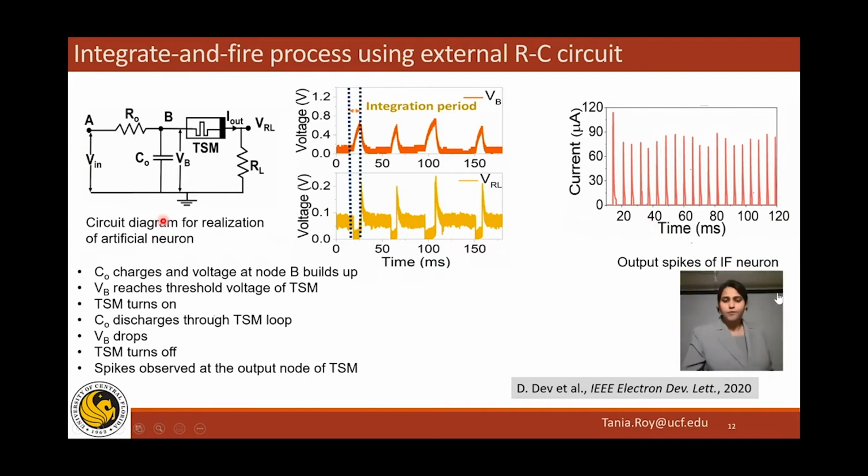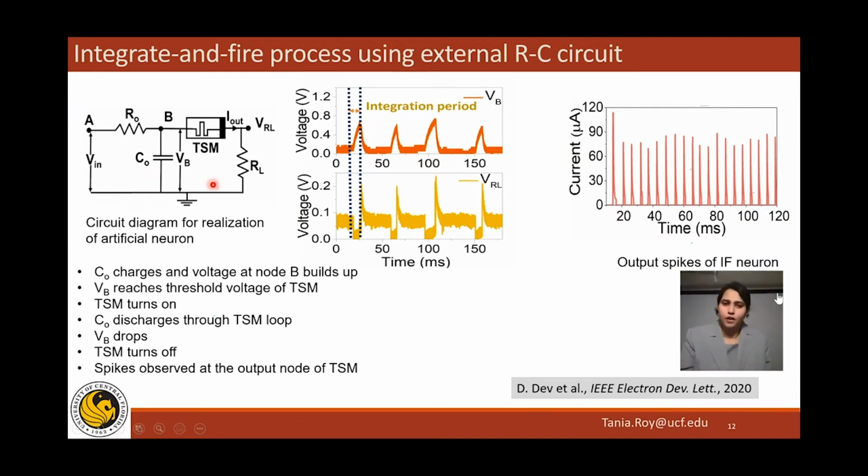For that, we need some circuitry to be attached. So we have an RC circuit attached to the threshold switching memristor. This resistance R naught is signifying the synaptic resistance. The synapse has a particular resistance, and this R could be that synapse's resistance. And then we have C naught, the capacitor which integrates. So it's an integrate and fire circuit, and this capacitor is the integrator.